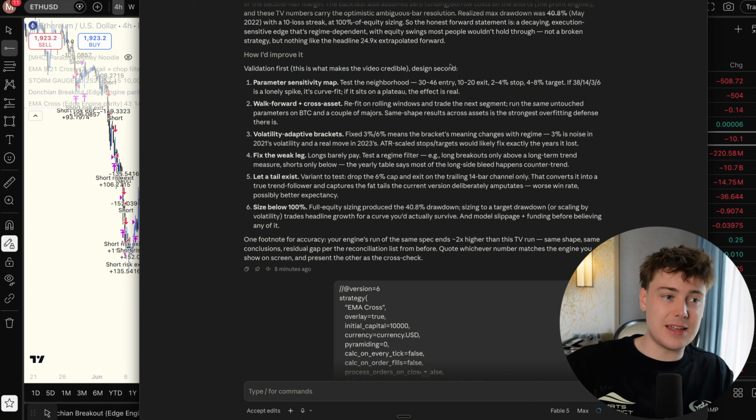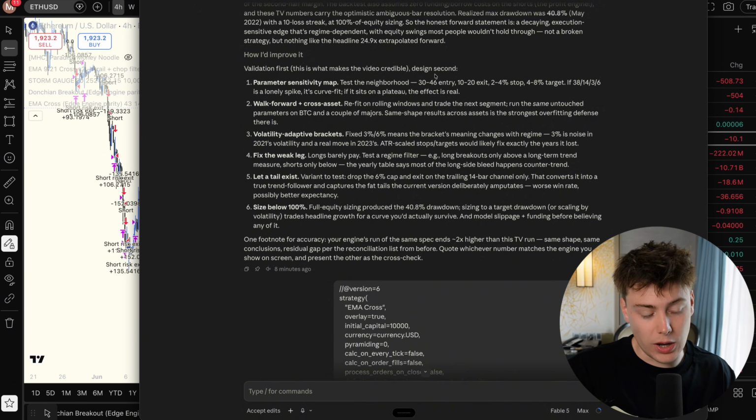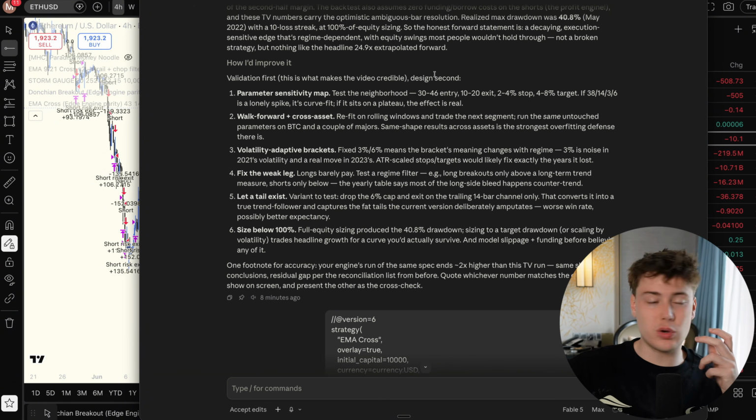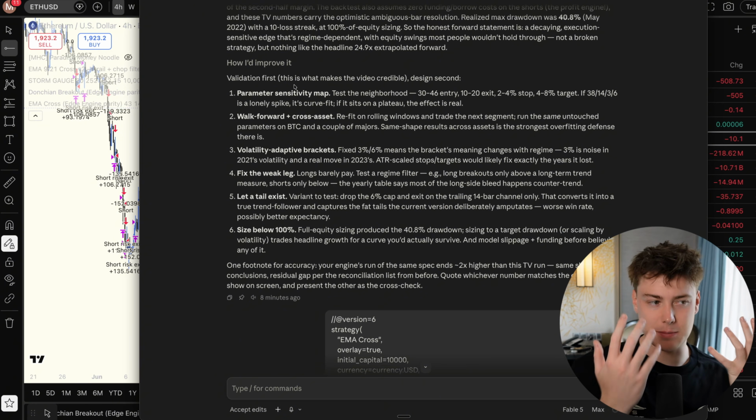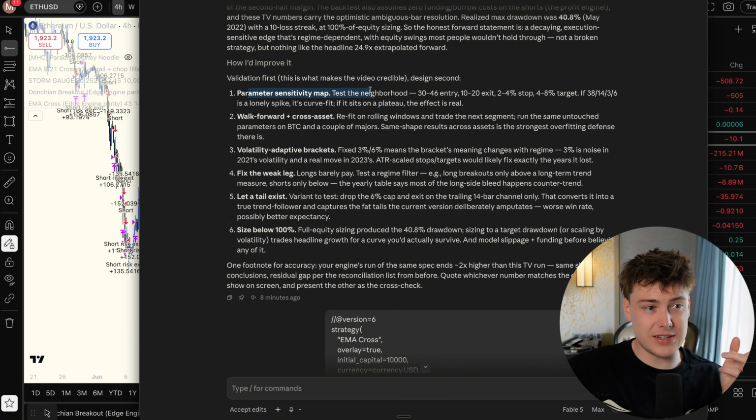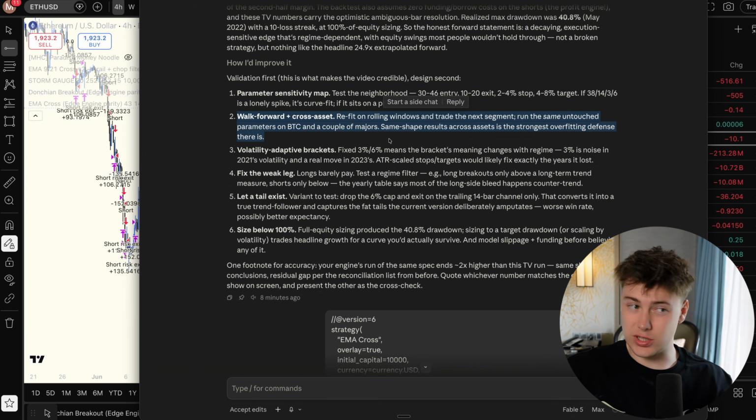And this is the next step that I want to get you guys used to doing when you are creating your own strategies. You want to look for ways to improve. And don't just rely on Claude. Use critical thinking around how you think about the market. But these are some good tips. Parameter sensitivity map. As I said before, you can test multiple variables. Walk forward plus cross assets. So you could refit on different windows, on different asset classes.